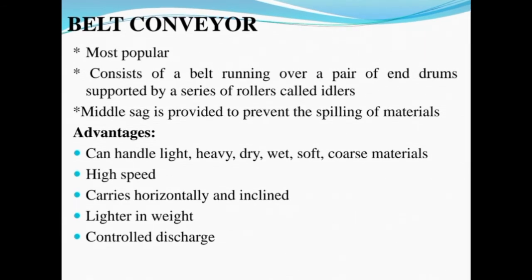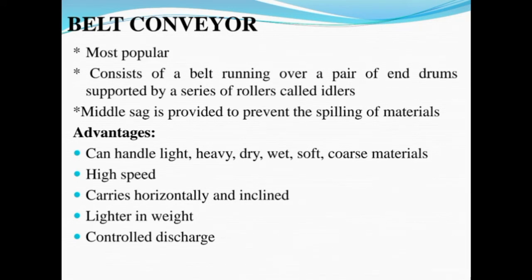First we are going to see about the belt conveyor. From the name itself we can know that in this conveyor a belt is used for the transportation of materials. It's one of the most popular conveyor methods, and consists of a belt running over a pair of end drums, supported by rollers called idlers, and a middle sag is provided so as to prevent the spilling of materials.